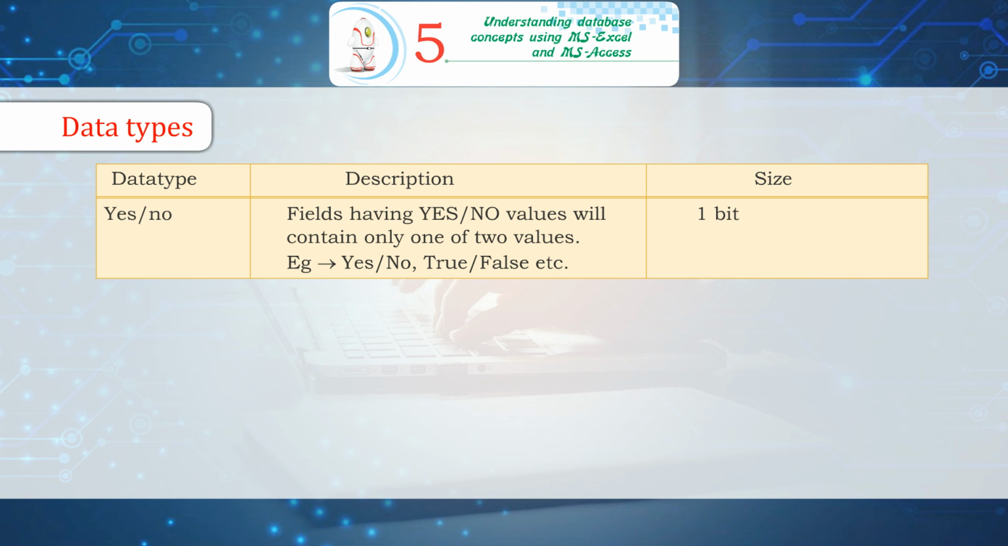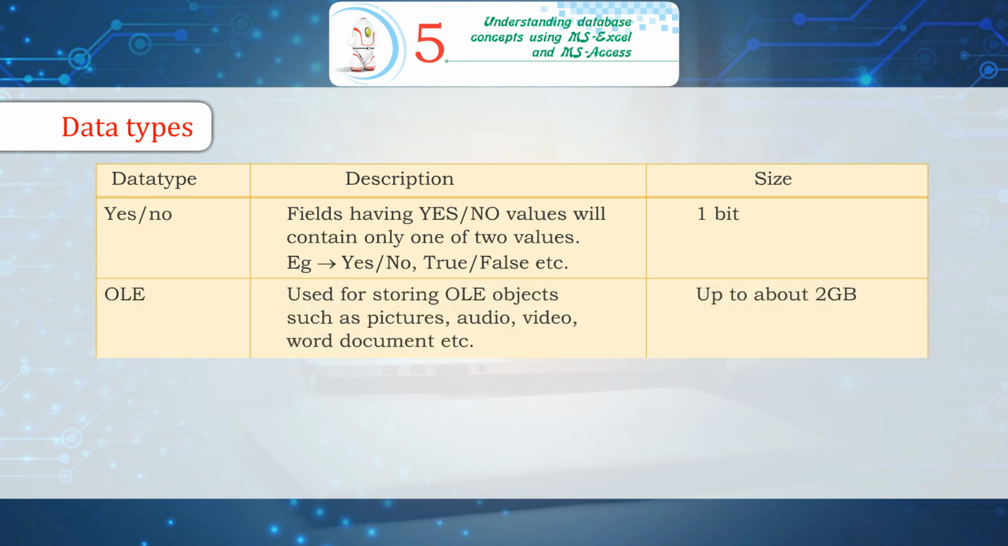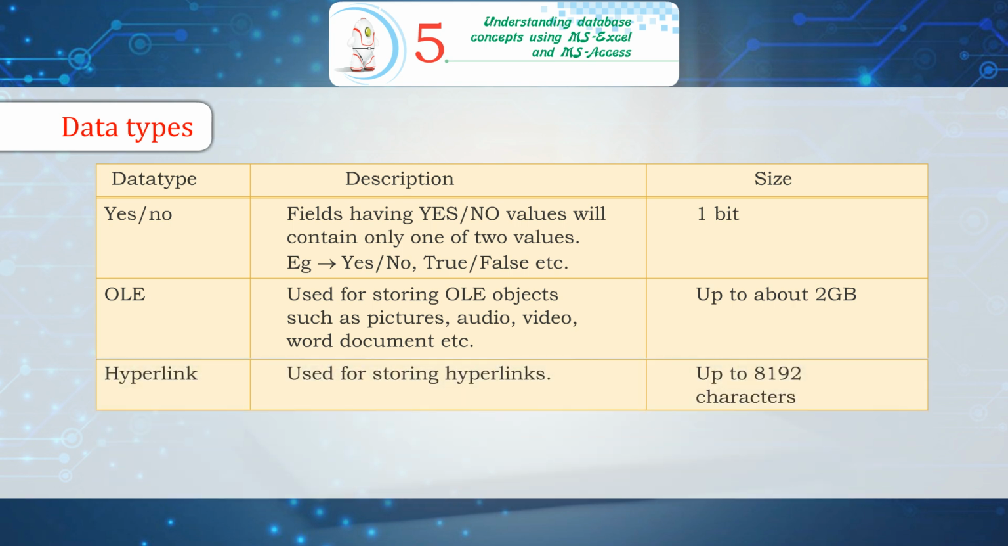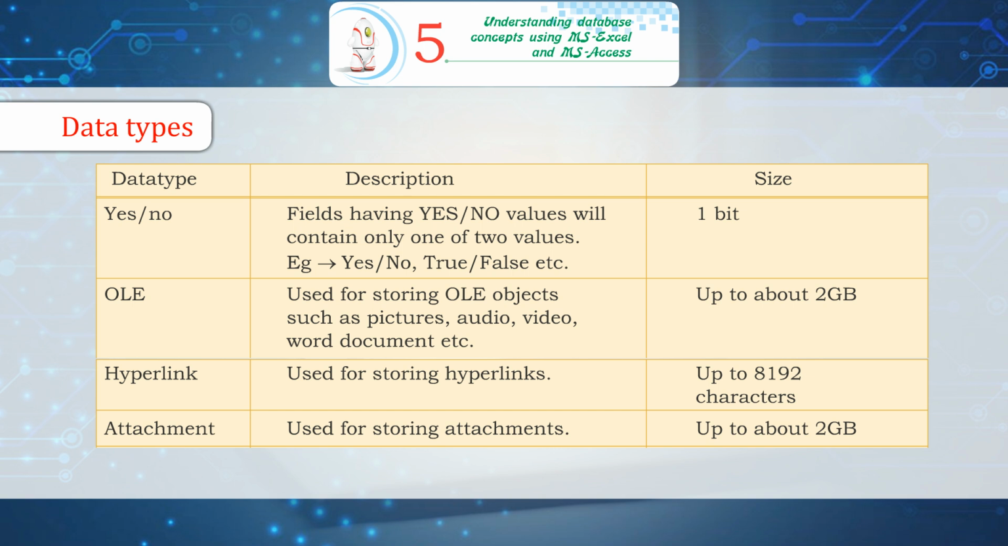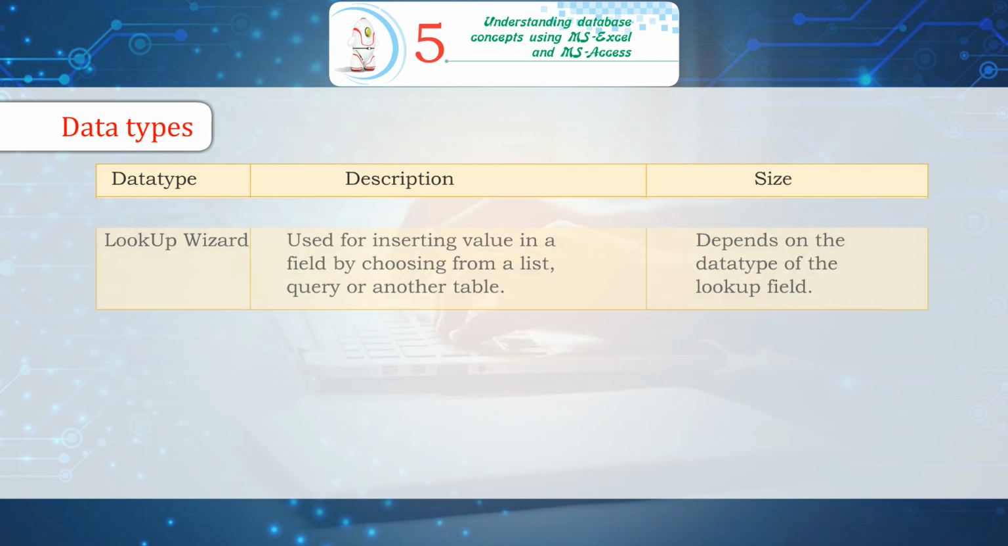Example, yes or no, true or false, etc. 1 bit. OLE, used for storing OLE objects such as pictures, audio, video, Word document, etc., up to about 2 GB. Hyperlink, used for storing hyperlinks up to 8,192 characters. Attachment, used for storing attachments up to about 2 GB.